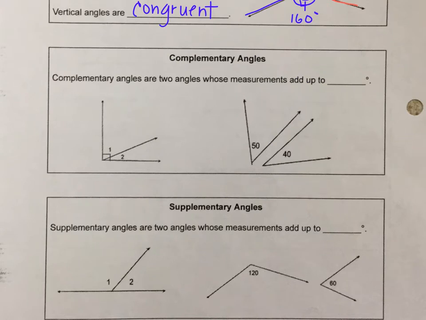Complementary angles are two angles whose measurements add up to 90 degrees. So I can look at this first example. I see that box. I know that means 90. So if I take angle 1, my purple angle, and angle 2, my red angle, if I add them together, they're going to equal 90.